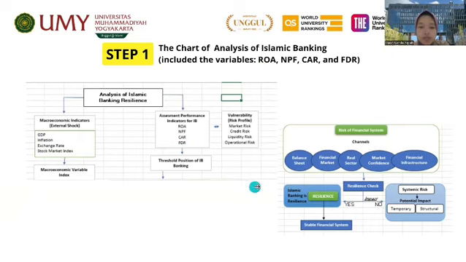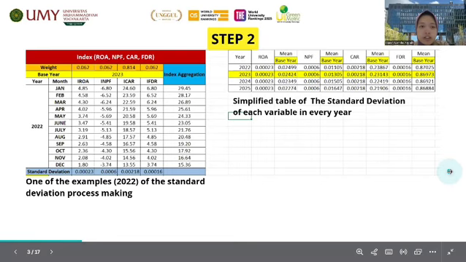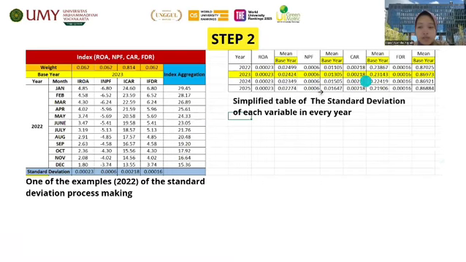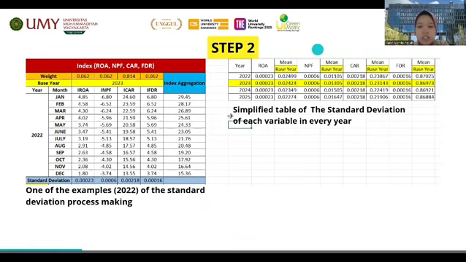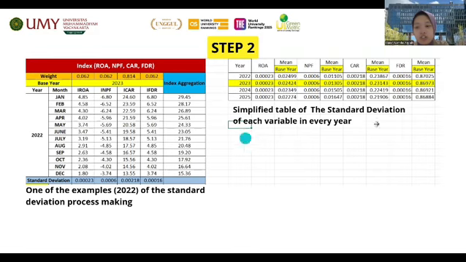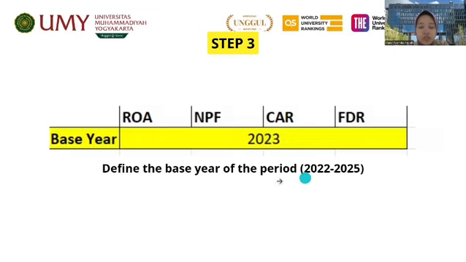So here are the general charts. Then step 2 is one example in unit 2 of the standard deviation process. And this is the simplified table of the standard deviation of each variable in every year. And this is the base year of this period, 2022 till 2025. So the base year here is 2023 for all of the variables.